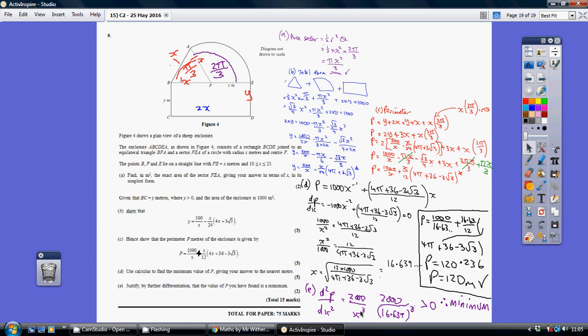So when I substitute in my value for x, which is 16, I've got 2000 divided by a positive number cubed. So positive divided by positive is greater than 0, and that justifies it being a minimum.